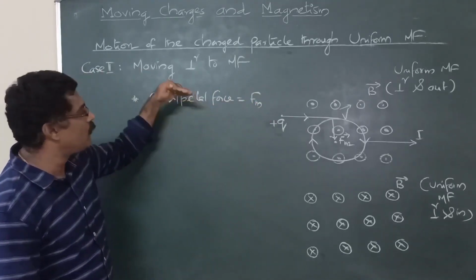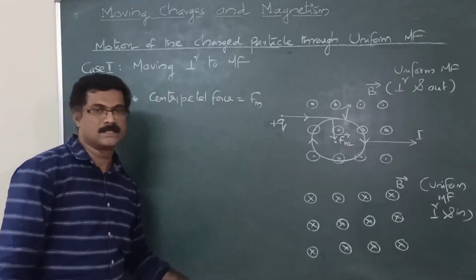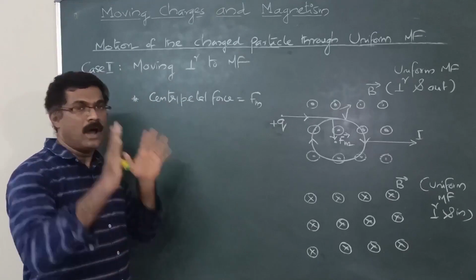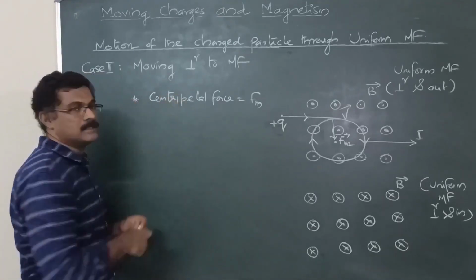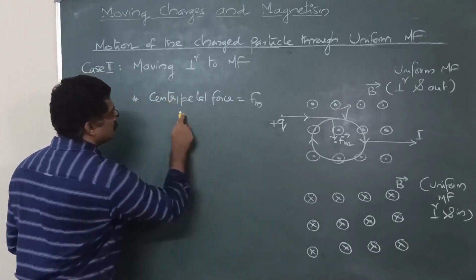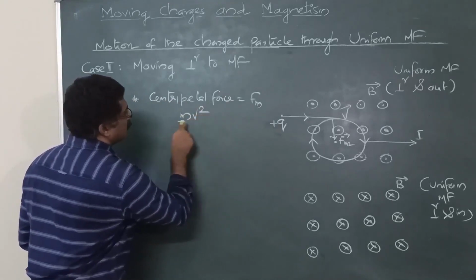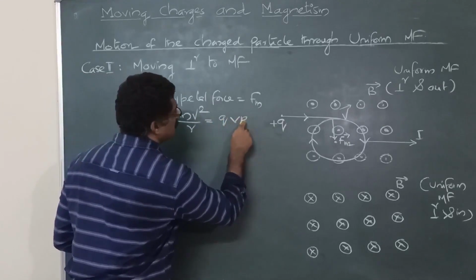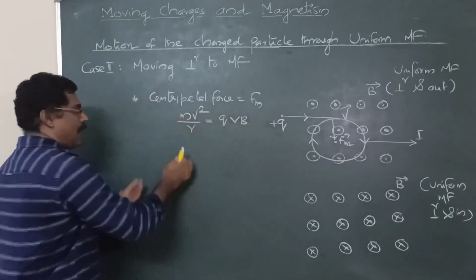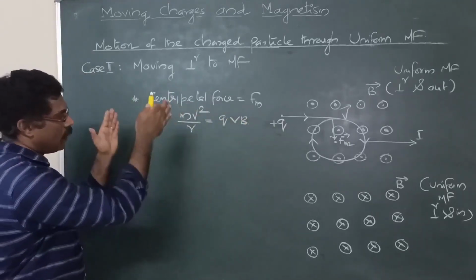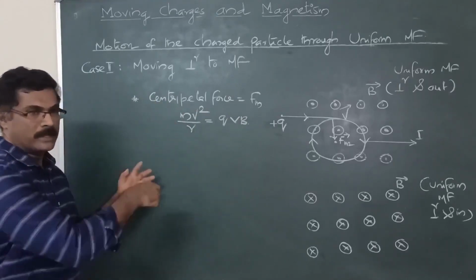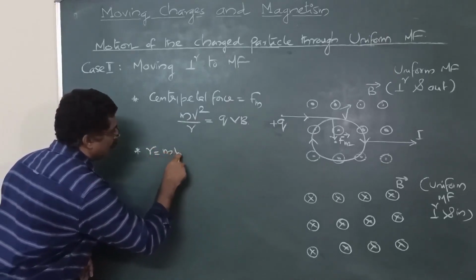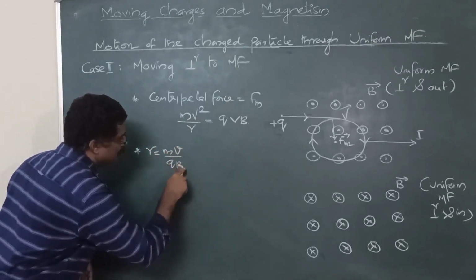From this you can find all the things: radius, frequency, time period, etc. All are calculated from this equation. You just substitute the centripetal force equal to mv squared by r, and the magnetic Lorentz force in this case equal to qvB, and solve this equation. You get all the points. First equation you need is r is equal to mv divided by qB.